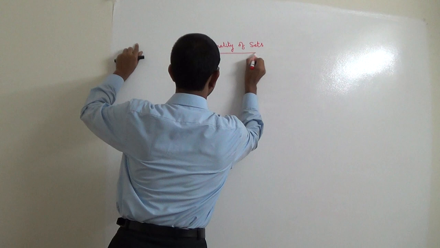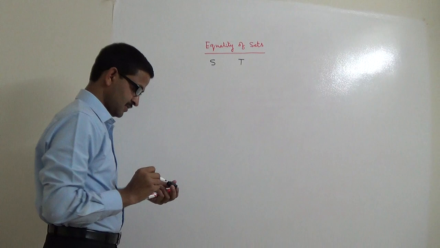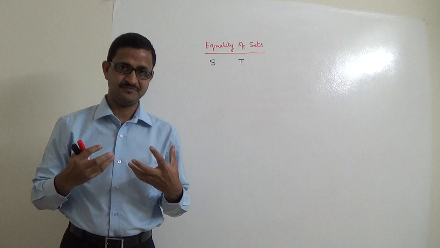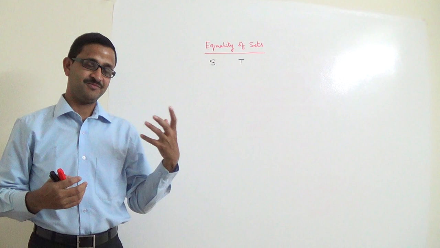Suppose I have two sets. One is S and another set is T. Now, if someone tells me that both the sets are equal, how can I prove it, or how can I give a justification that both the sets are equal?